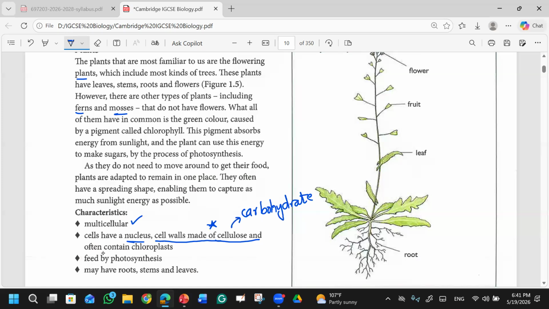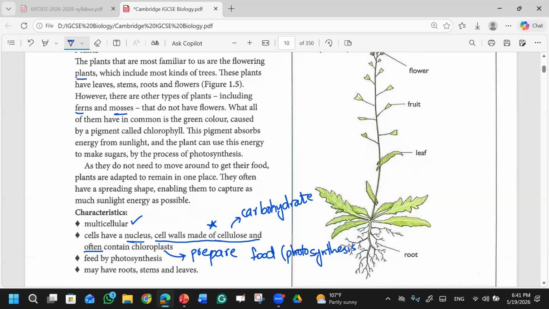One more thing. They often contain chloroplast. Remember that they have mentioned "often contain"; it means not all plants have chloroplast. Chloroplast helps to prepare food. It helps in photosynthesis.